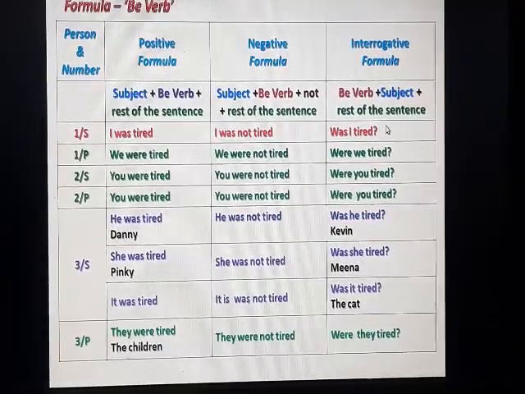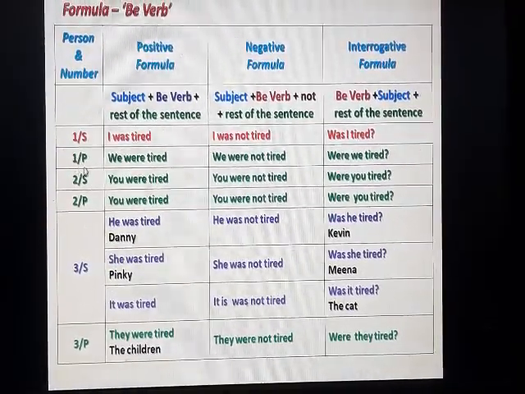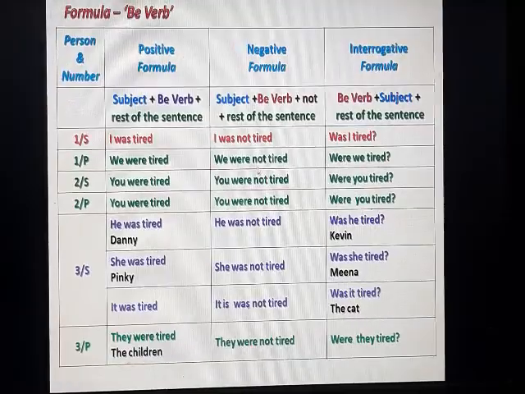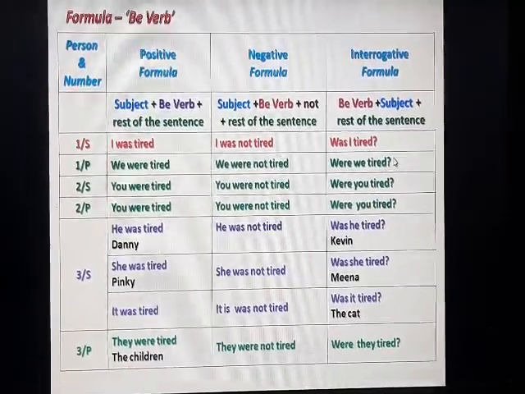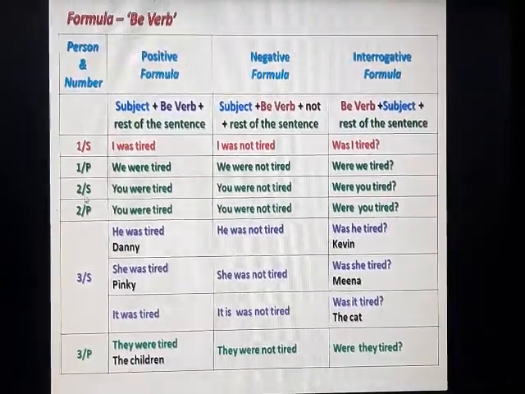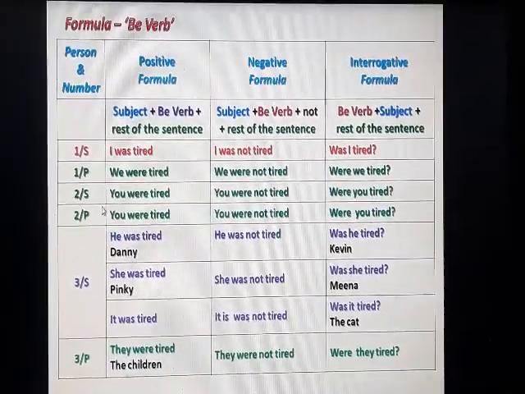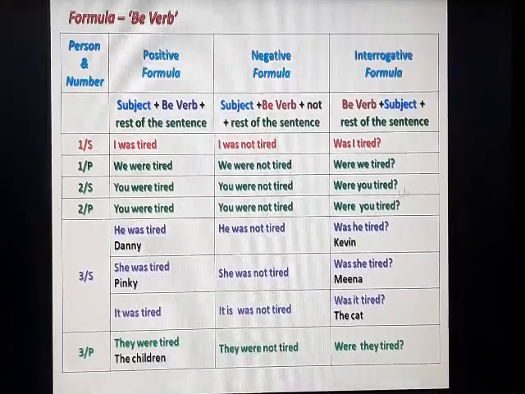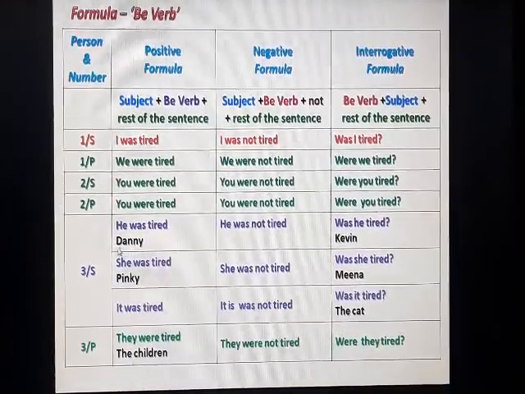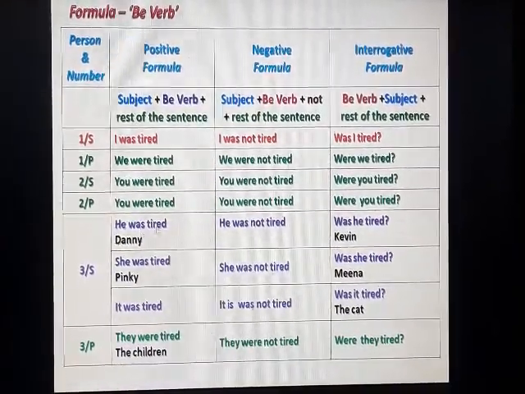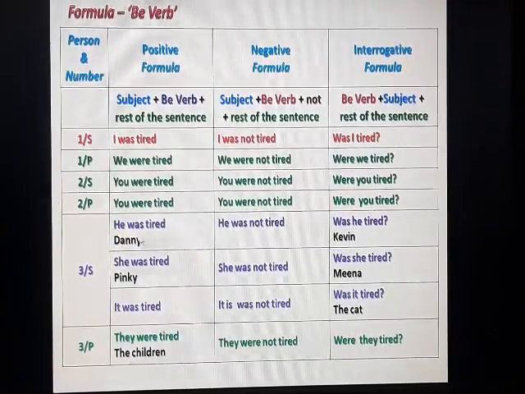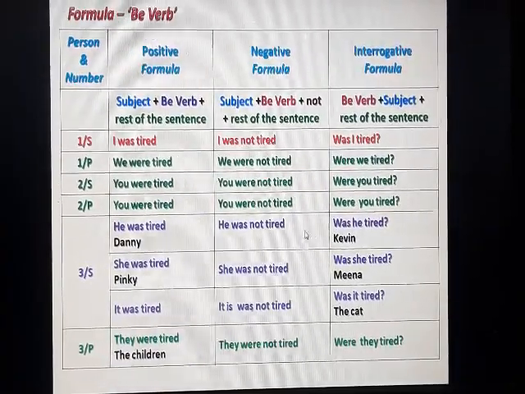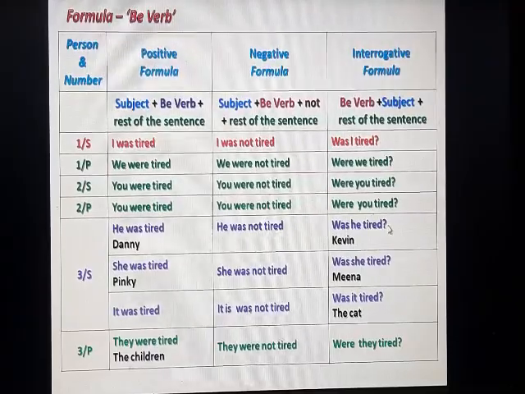Was I tired? In the first person plural, we were tired, we were not tired. Were we tired? In the interrogative. Second person singular and plural, you were tired, you were not tired in the negative, were you tired? In the interrogative. In the third person singular, he was tired, or we can say Danny was tired. He was not tired. Was Kevin tired?